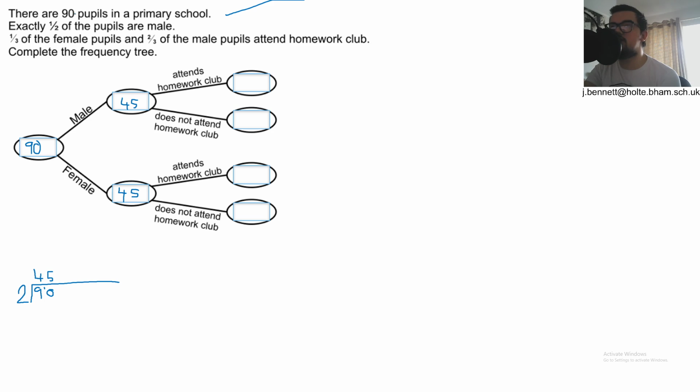Now it says a third of them attend homework club. A third of the females, sorry, attend homework club. What's a third of 45? So we do 3 into 45. How many 3s go into 4? 1 remainder 1. How many 3s go into 15? 5. Attend homework club, so 15. Now, notice that it says a third of the females and 2/3 of the males. A third plus 2/3 is 1, i.e. our original number. So, however many attend homework club for the females, don't attend homework club for the men. So we can put a little 15 there.